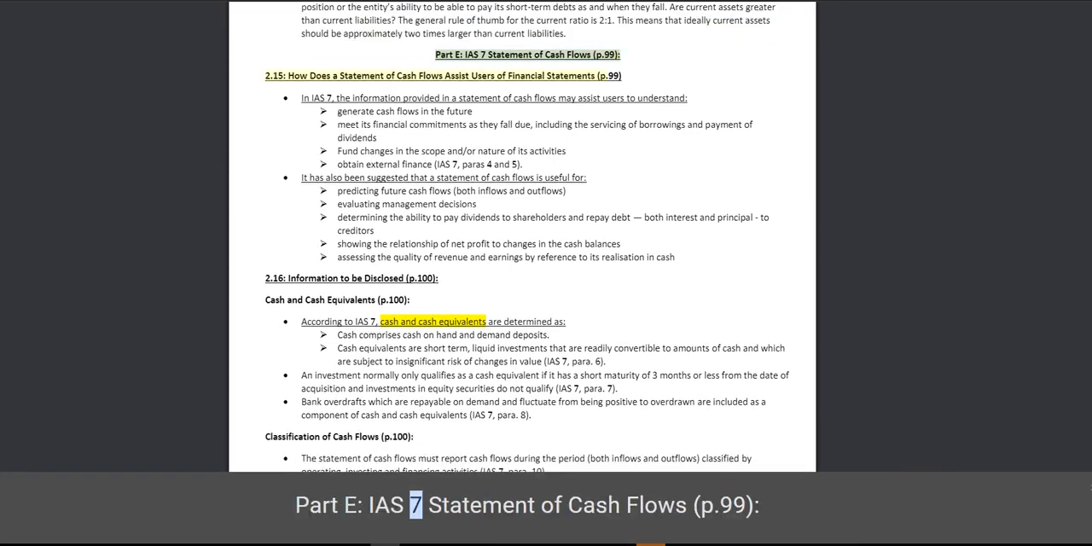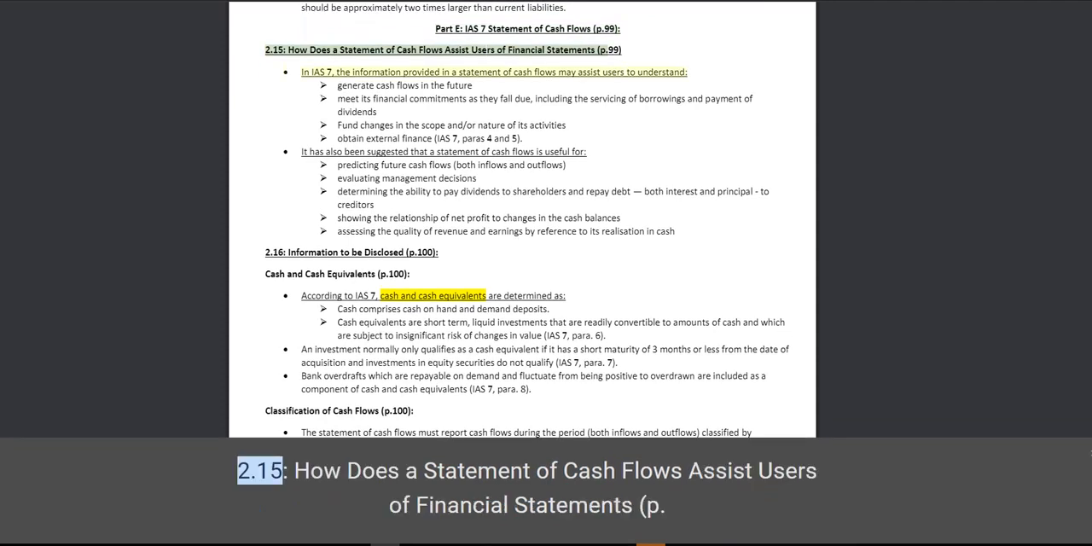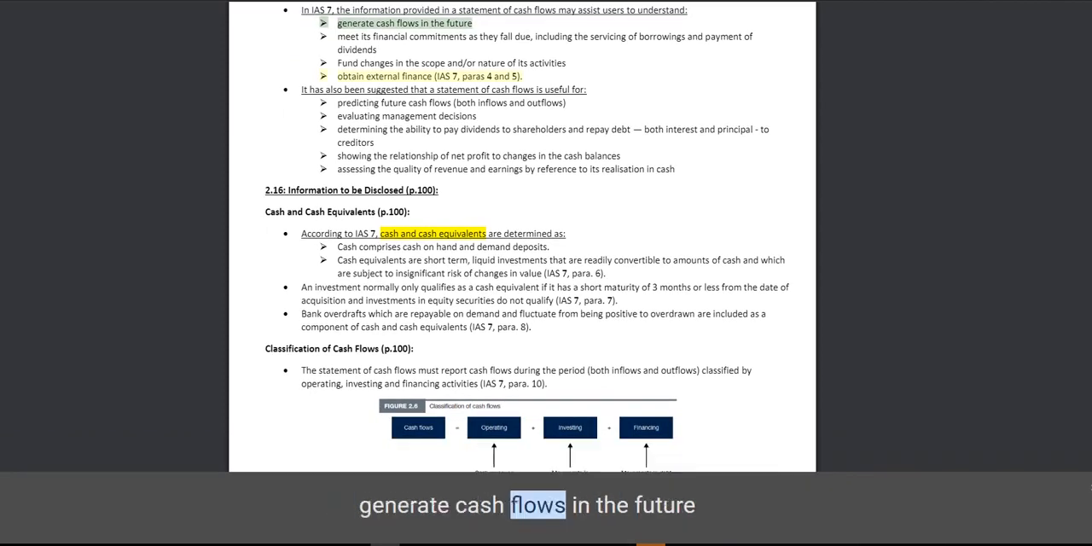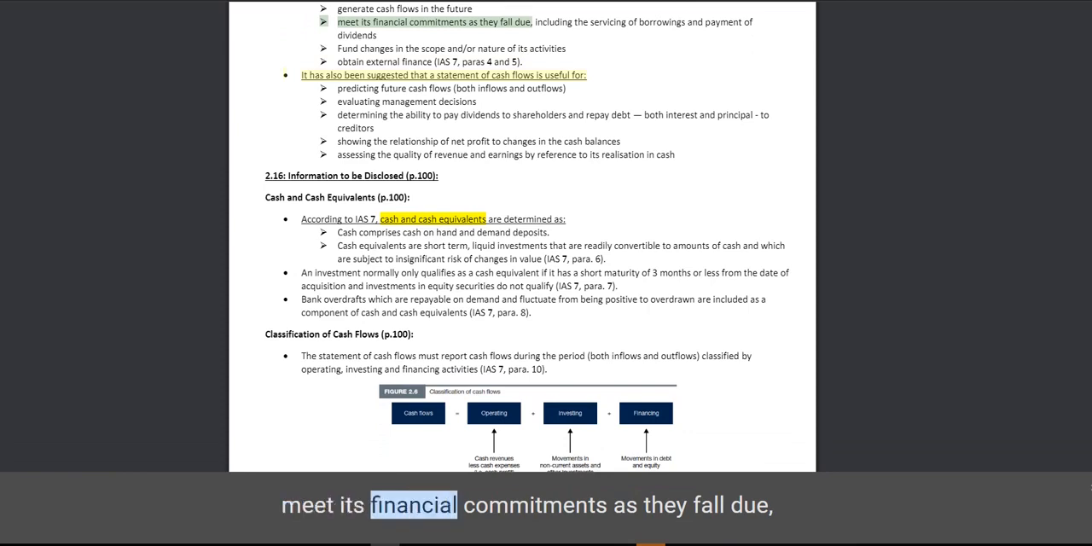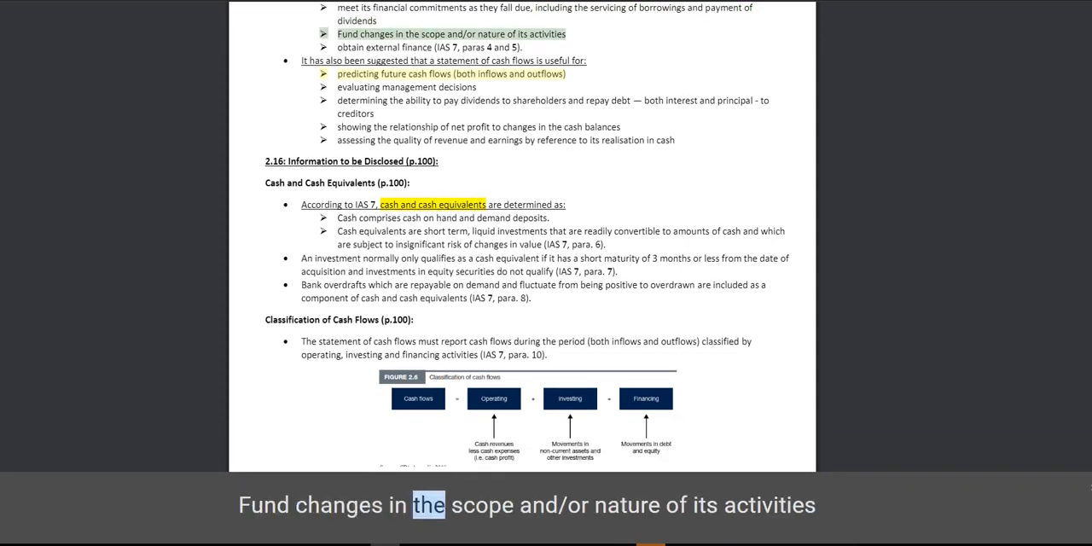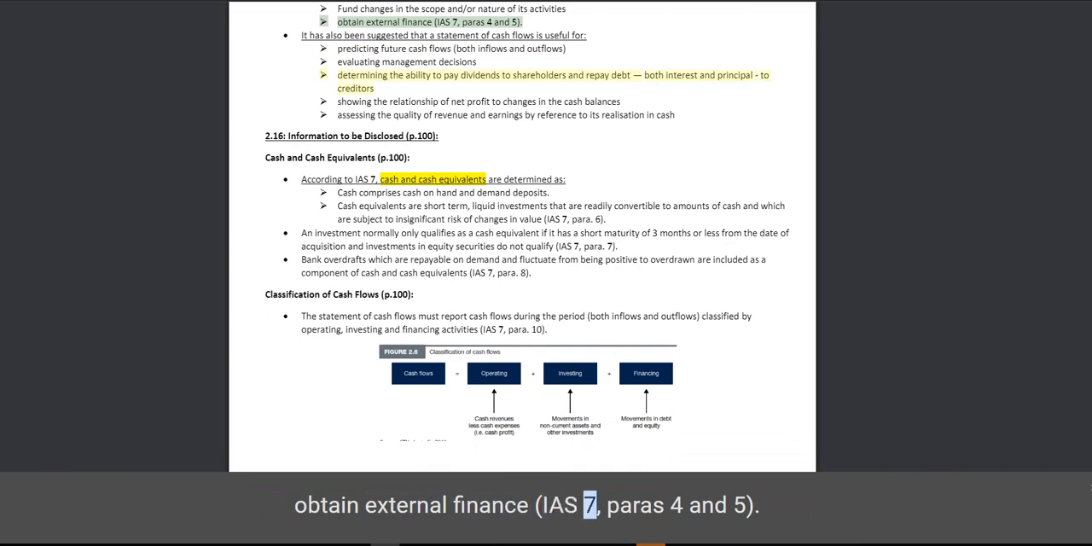Part E. Here's 7 Statement of Cash Flows. P.99. 2.15. How does a statement of cash flows assist users of financial statements? P.99. In EAS 7, the information provided in a statement of cash flows may assist users to understand how the entity may generate cash flows in the future, meet its financial commitments as they fall due, including the servicing of borrowings and payment of dividends, fund changes in the scope and/or nature of its activities, and obtain external finance. EAS 7, paras 4 and 5.